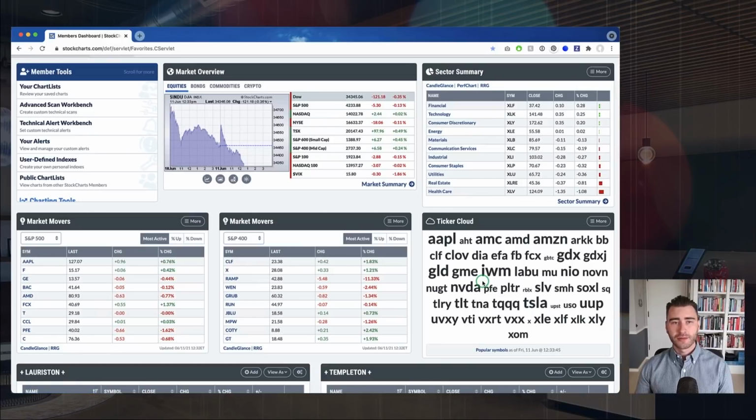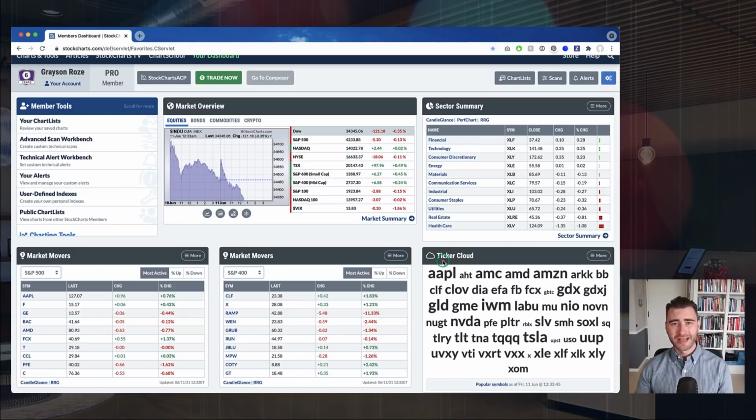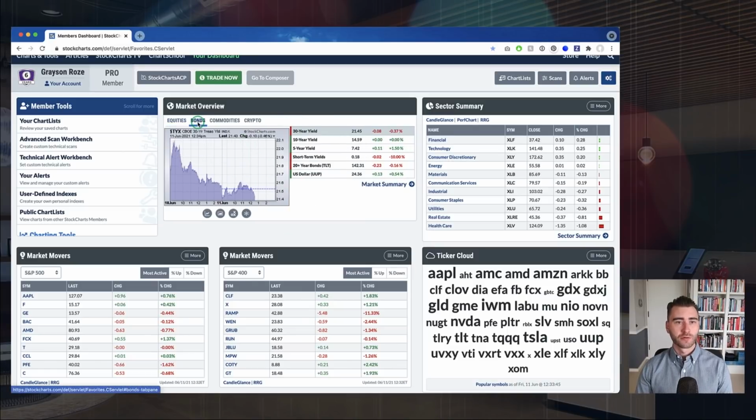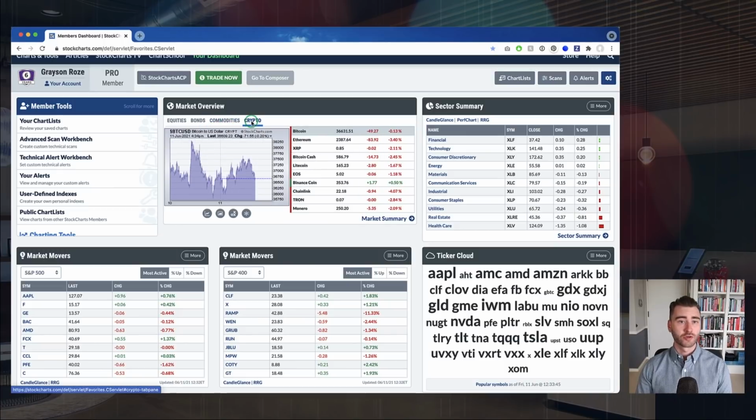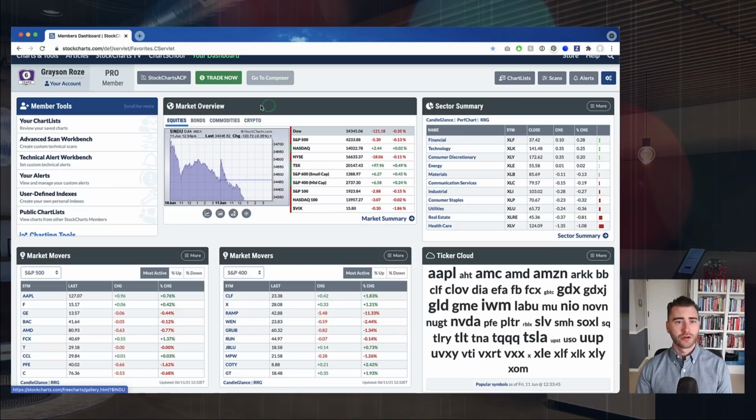So when I'm thinking about market evaluation, monitoring what's happening in the markets, this is actually the first place I go. The dashboard is one of the best resources for that on StockCharts, because at a quick glance, I can see what's happening across a lot of these major indexes. I can actually flip over to some bonds, to commodities, to the crypto market, all of that here in the market overview panel. And then I can drill down one level into the sector summary and some of the individual stocks that are moving, big indexes like the S&P 500, the S&P 400.